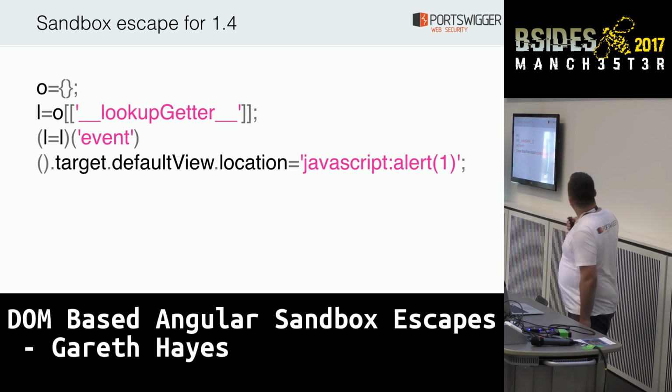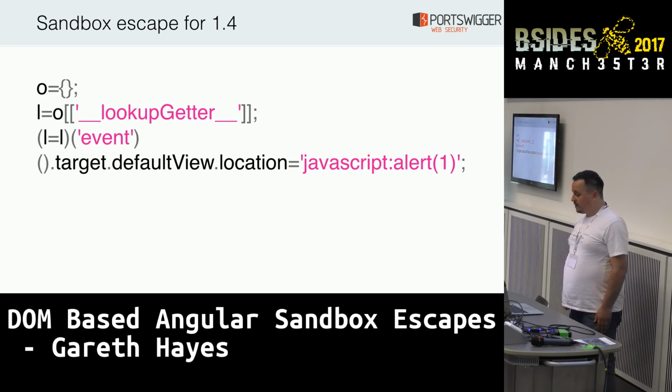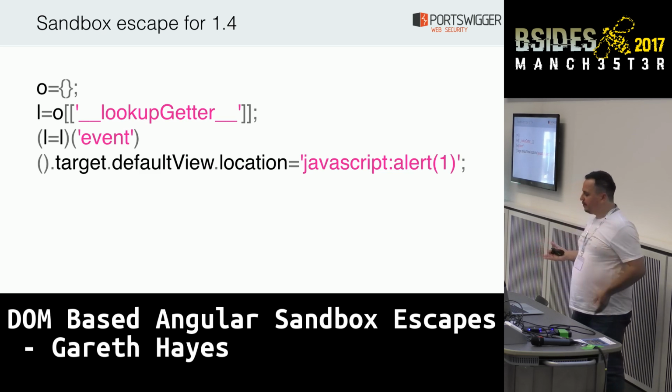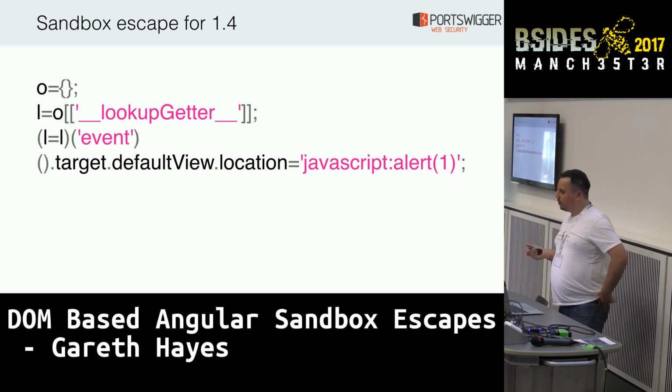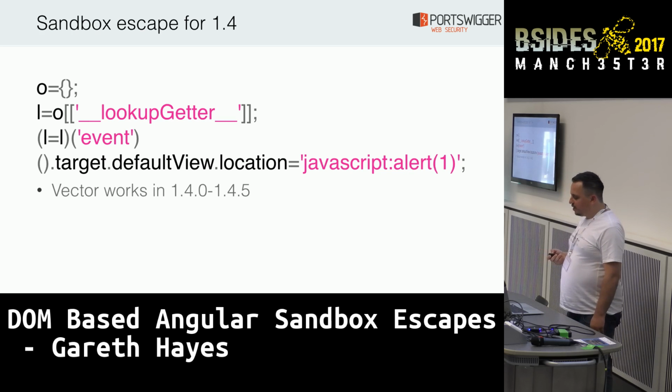Interestingly, you might be wondering why target is not detected as a document and why defaultView is not detected as a window. I think it's because after the function call, for performance reasons, Angular doesn't bother checking those properties, luckily for me. And if you replace the location assignment, for example, with an alert 1, that will be detected as the window. And so the exploit will fail. So this is why I use a location assignment. This vector works on 1.4.0 to 1.4.5.